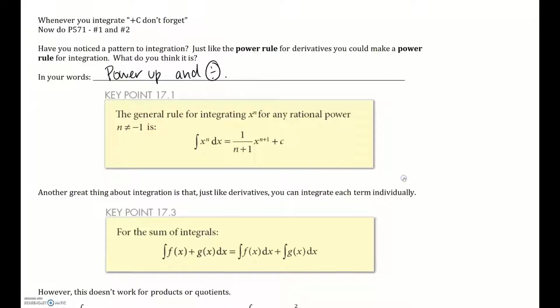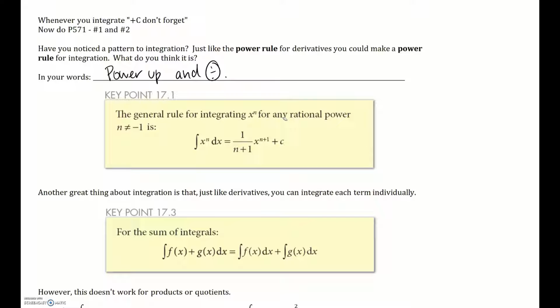All right, so let's see. Key point 17.1, there it is. As long as your exponent isn't -1, and we'll talk about that later if it is, then here's the rule, right? You power it up, you divide it by that new power, and you add your constant, and you are golden. So that's the power rule, key point 17.1.